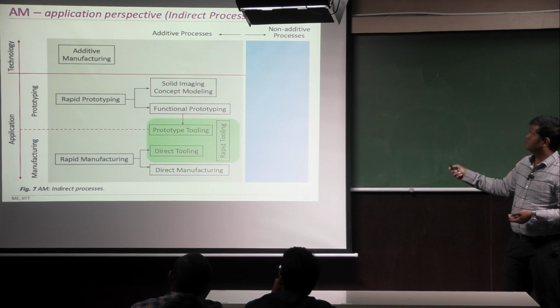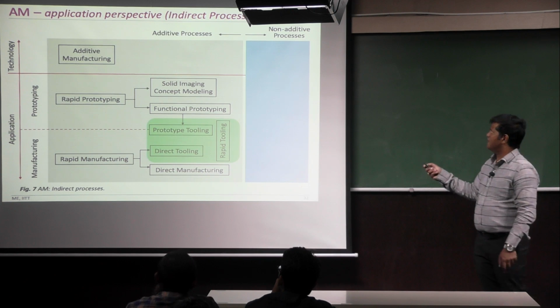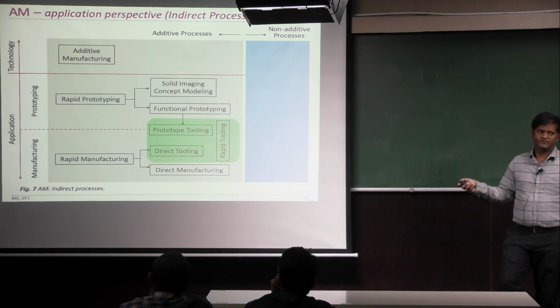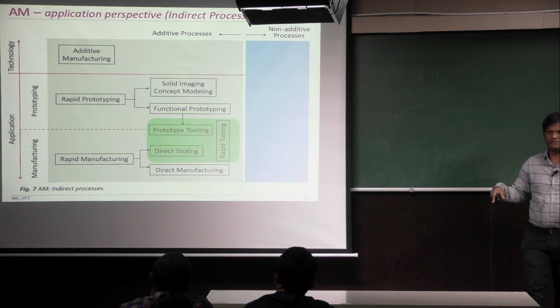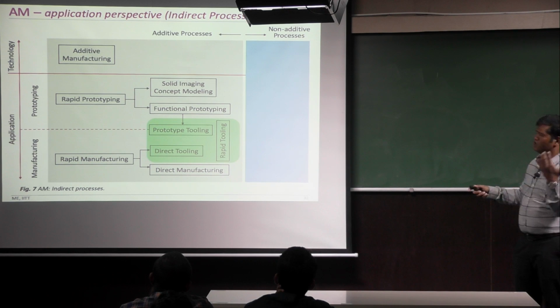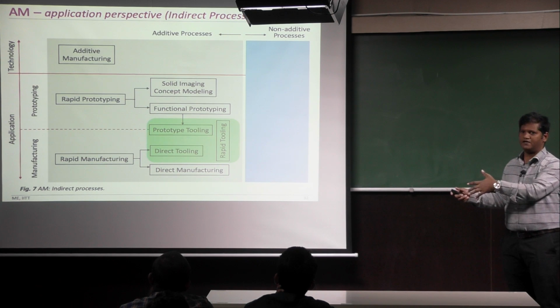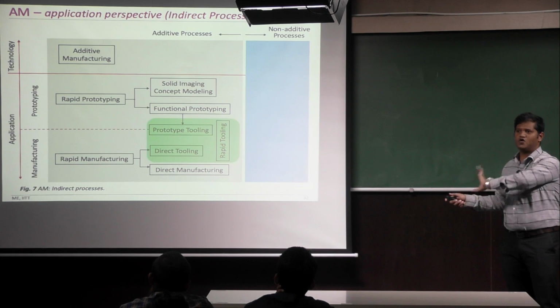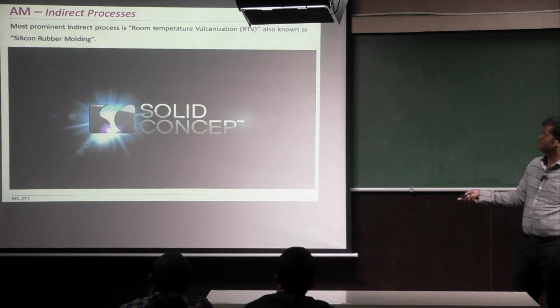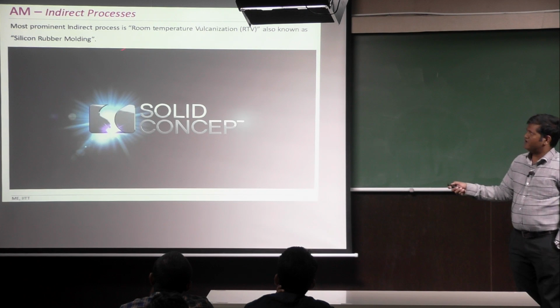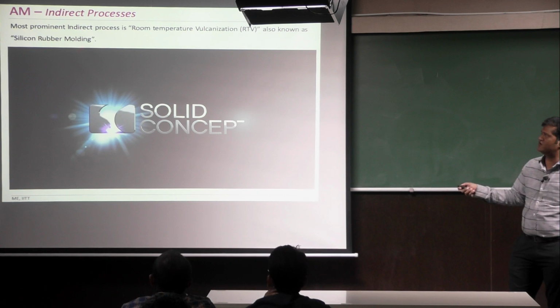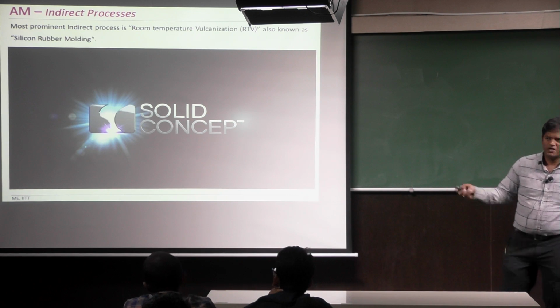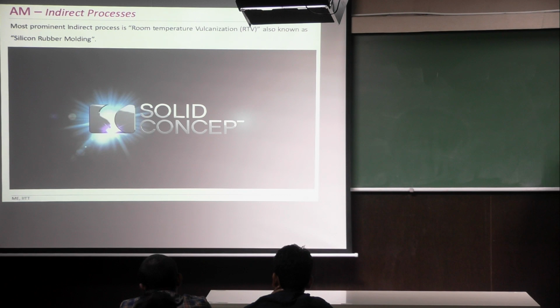So it comes under one more vertical, that is the non-additive processes. However, it is linked to additive manufacturing, in the sense that we take the master pattern from AM and use some non-additive process to copy that master pattern, incorporating the required properties in the copying elements. One important example for this indirect process is room temperature vulcanization, or solid rubber molding. This video demonstrates the solid rubber molding.